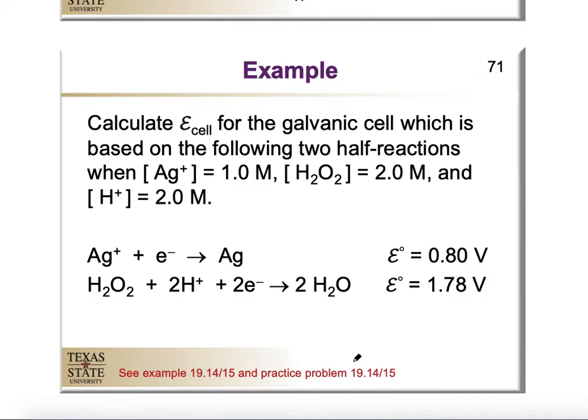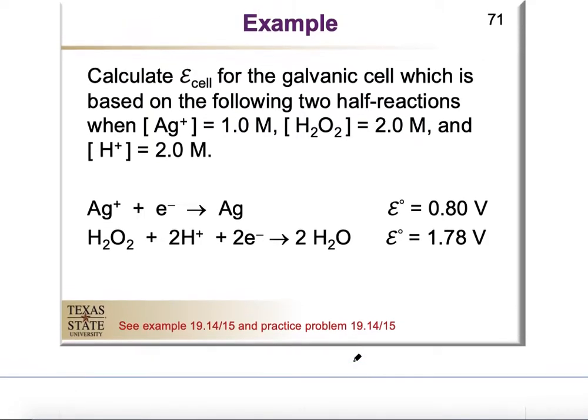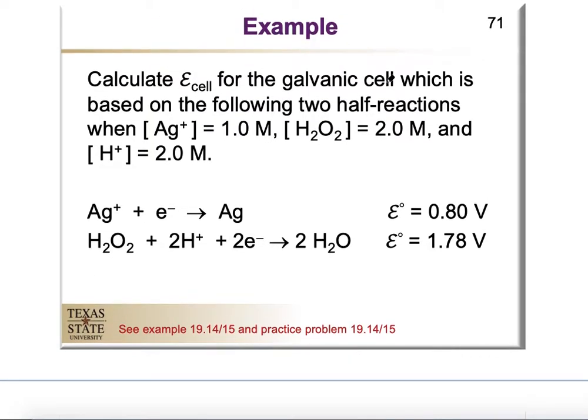All right, let's do an example. Calculate the cell potential for the galvanic cell, which is based on the following two half reactions, when the concentrations of silver ion, hydrogen peroxide, and hydrogen ion are as given. Notice immediately that we are given concentrations other than 1 molar, which means that we are under non-standard conditions. All right, so we need to think about this.